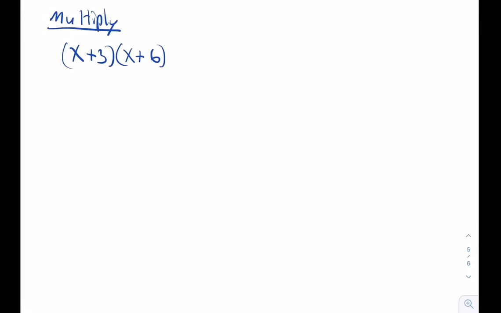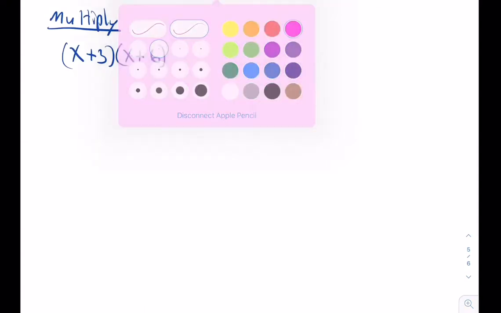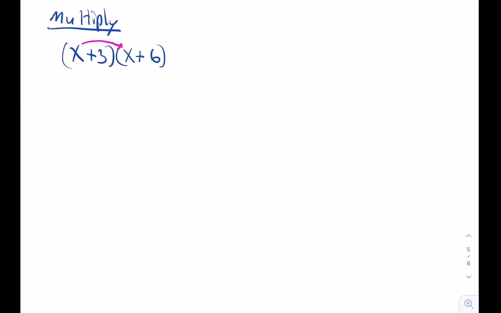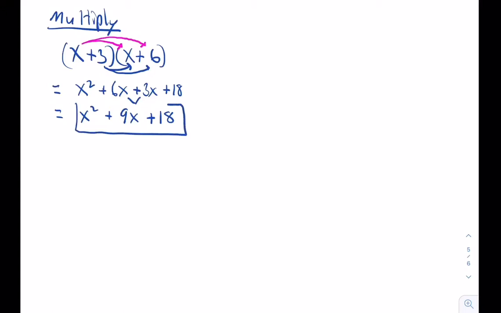Or the box method. There are some different ways you do it, but we did the rainbow. So we distribute and do the rainbow maneuver. We get x times x is x squared, x times 6 is 6x. Then we go to the next one: 3 times x is 3x, and 3 times 6 is 18. Then we add those together: x squared, 6x and 3x add together to make 9x, plus 18. And that's how we multiply it out.